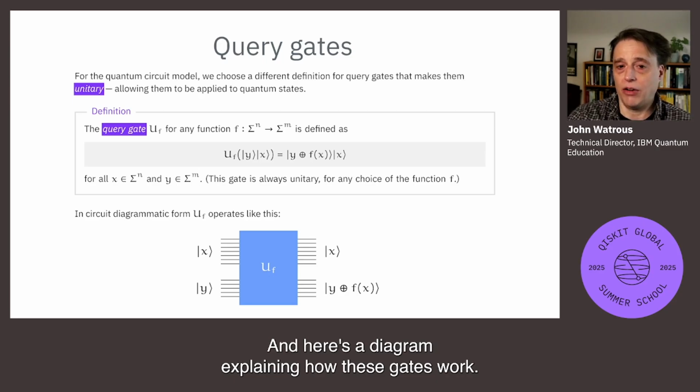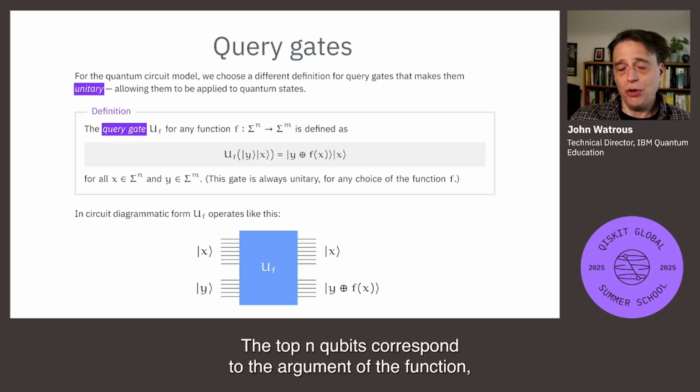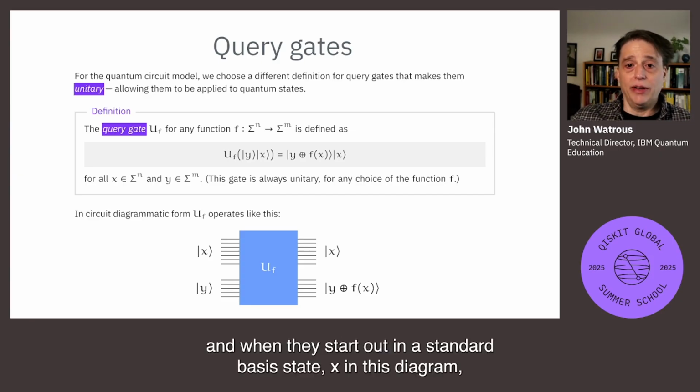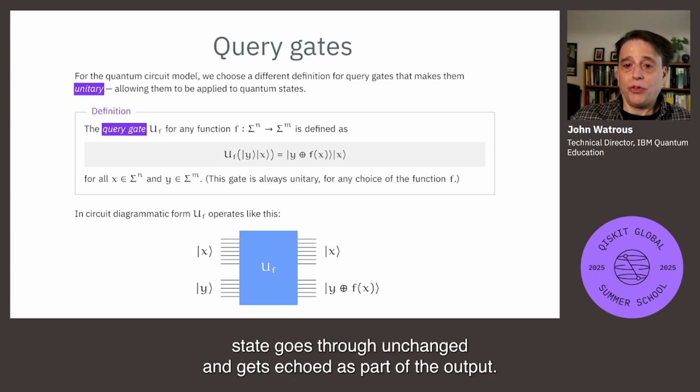And here's a diagram explaining how these gates work. The top n qubits correspond to the argument of the function, and when they start out in a standard basis state, x in this diagram, that standard basis state goes through unchanged and gets echoed as part of the output.